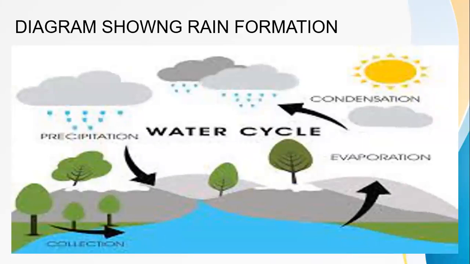As you can see, the first step is evaporation, whereby water from the ocean and other water bodies is evaporated. Then there's condensation where the droplets are joined together. Then the transfer of wind causes these droplets to come together to form clouds, which when they become heavy, lead to the formation of rain. So that's just a short look at rain formation.